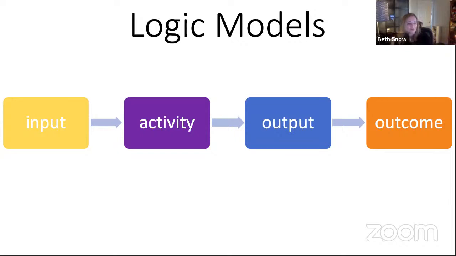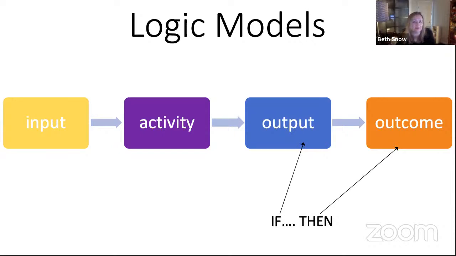And then another really important part of logic models are these arrows. So the arrows represent the if-then logic that links these things. So if we have this input, then we can do this activity. If we have this activity, then we'll get this output, and then if we get this output, we're hoping to get this outcome. So it sort of represents a theory.